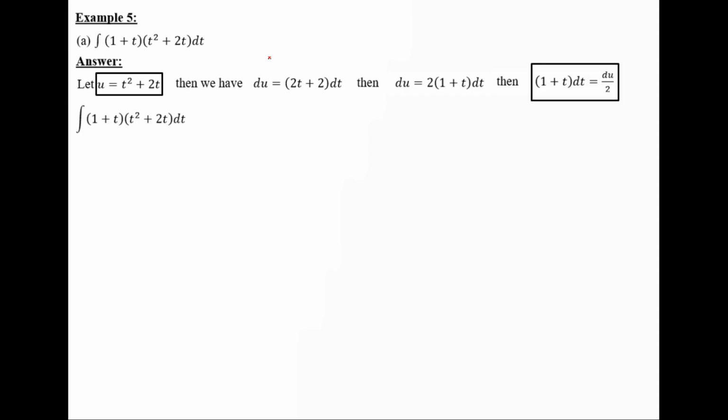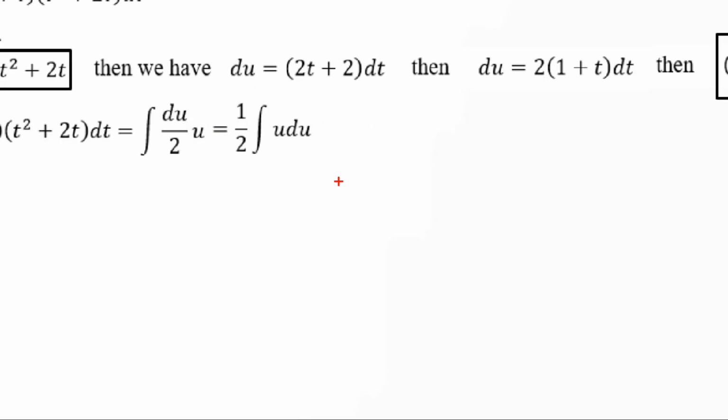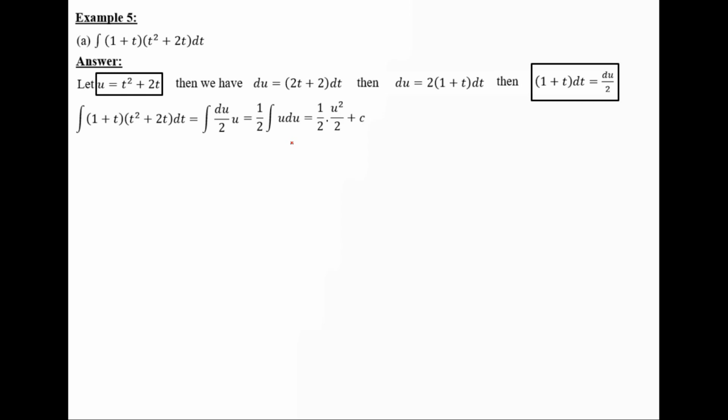Okay, then our integral would change into the integral of du over 2 multiplied by u. We can factor out a half, and so here we've ended up with an integral completely parameterized by u, which is linear. That would give us u squared over 2 multiplied by half, that would be u squared over 4, and finally we would replace the final answer as a function of t.